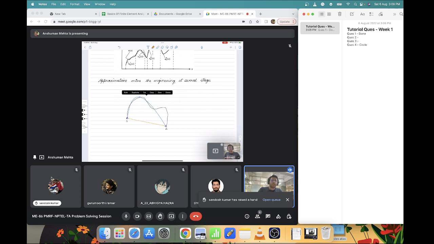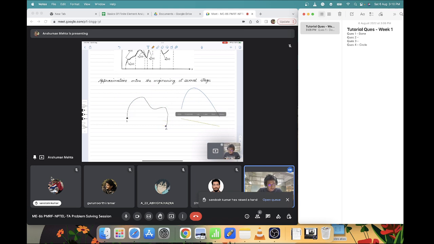But why approximate? Because there is no existing method to solve the system analytically. When the system becomes complex, we don't have the resources to solve it analytically, so we go for numerical. FEM is one numerical way in which we approximate. This approximation has three control points. So one and two are fixed, and only three is able to move. All right, so this is one approximation.